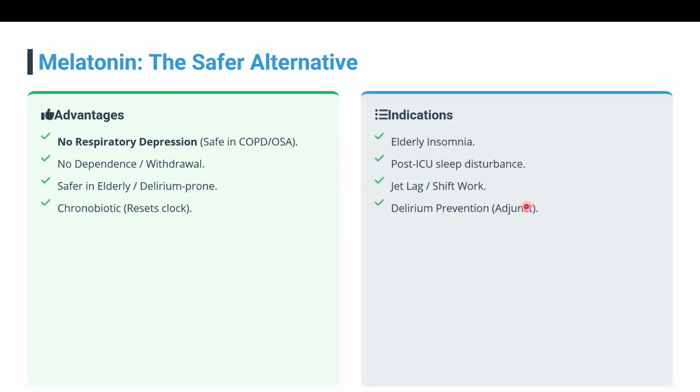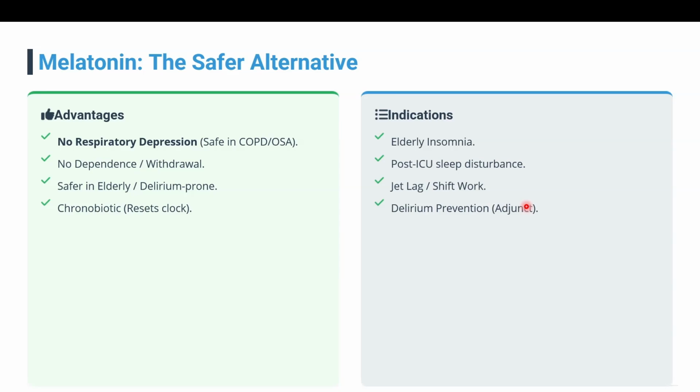So, what are the indications? It can be used for elderly patients. It has no effect like respiratory depression. So, it is purely for sleep induction and maintenance and regularization of the circadian rhythm. In the case of elderly, it is safer than benzodiazepines and Z class of drugs. So, you can always use melatonin.